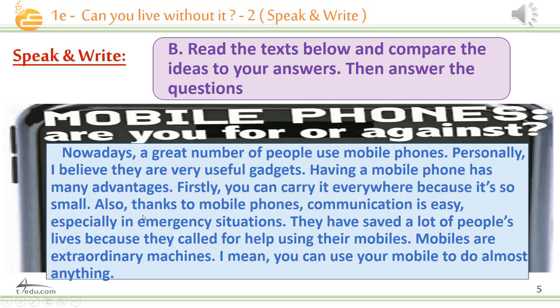Firstly, next, then, in addition, okay? So he started firstly. You can carry it everywhere because it's so small. So it's convenient. He's speaking about how convenient it is. Here's the linking word. Also, thanks to mobile phones, communication is easy, especially in emergency situations. He gave us a list, and then he's going to provide an example in order to convince or persuade us about his own point of view.